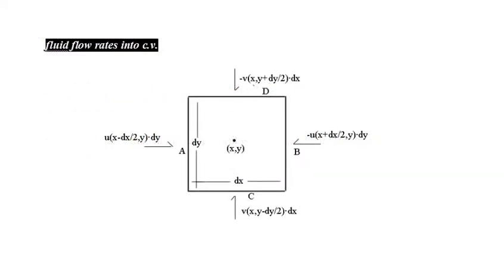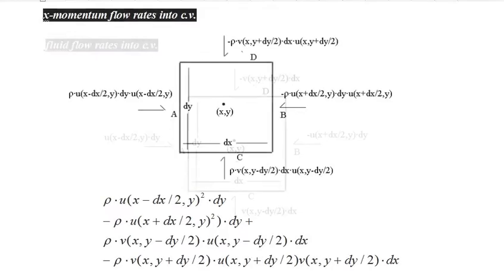The second term is the flow rate of momentum into the control volume. We start with the fluid flow rates into the control volume through each side. We've seen this diagram before. If we multiply the fluid flow rate by the fluid density rho, we have the mass flow rates into the control volume through each side.